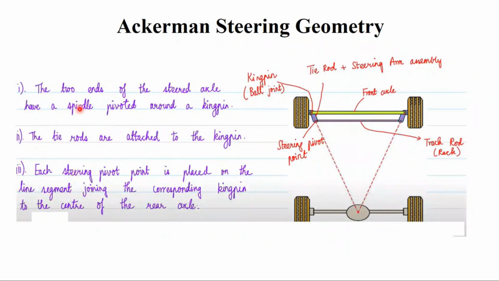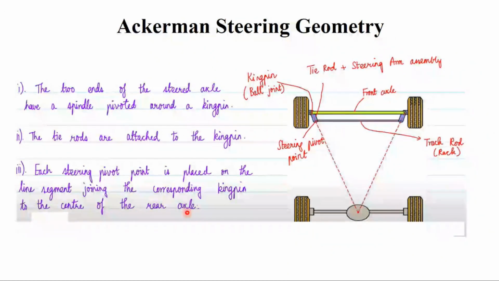Now, let us see the key points here. The two ends of the steer axle have a spindle which is pivoted around a kingpin, or a ball joint. This is the two ends of the steer axle, right? One end is this and another one is this. And these two ends of the steer axle have a spindle which is pivoted around a kingpin. And you can see the tie rods are attached to this kingpin.